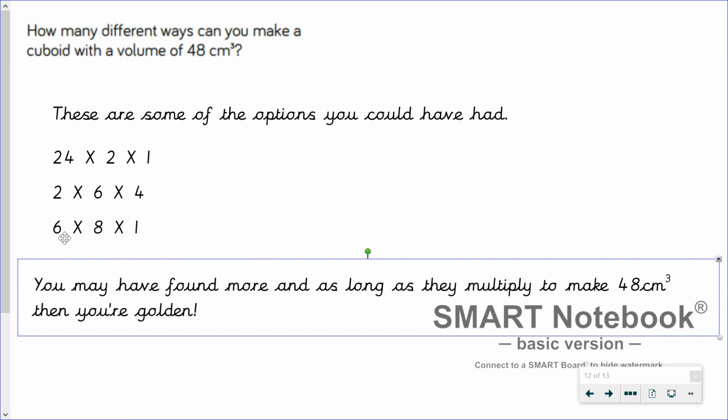The last one were loads of different ways. 24 times 2 times 1, 2 times 6 times 4, 6 times 8 times 1. I've just given you a few. If you find more, and as long as they multiply, so check them to make 48 centimeters cubed, you're golden, you're fine. Okay, so well done on those 3 questions.